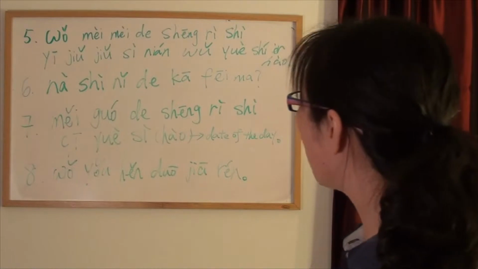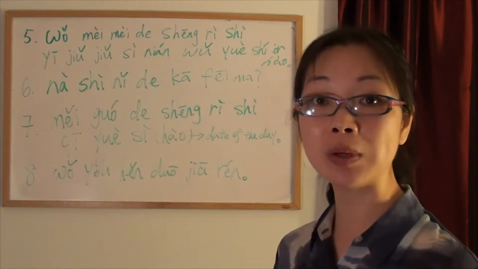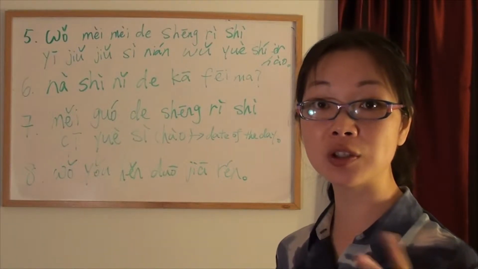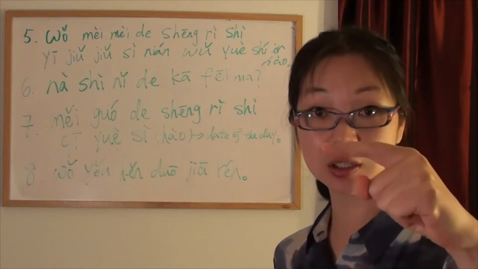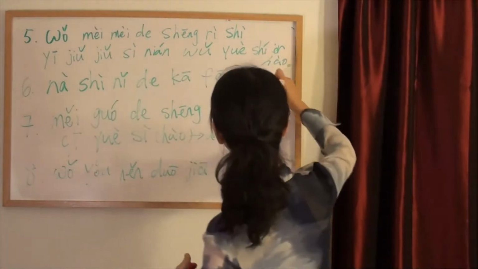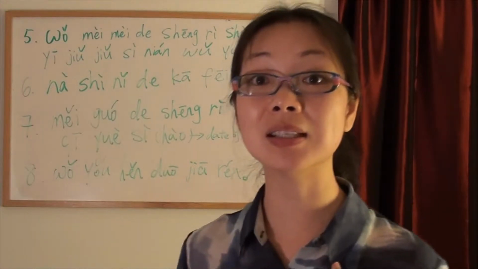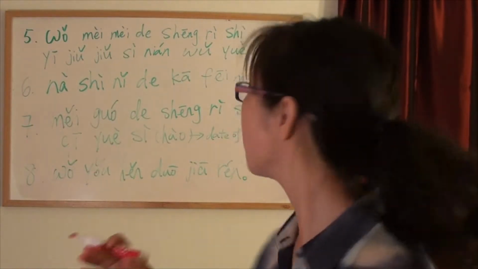我的妹妹. 我妹妹的生日. Still remember when we said the 的 has two functions. First one is possession. Possession means someone's. My little sister's birthday, 我妹妹的.